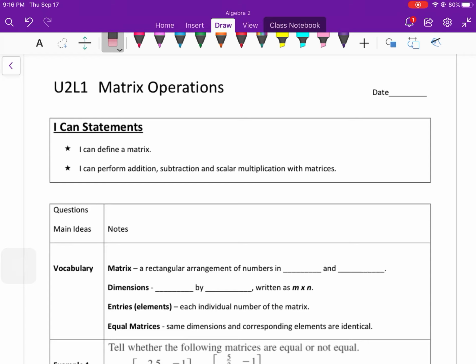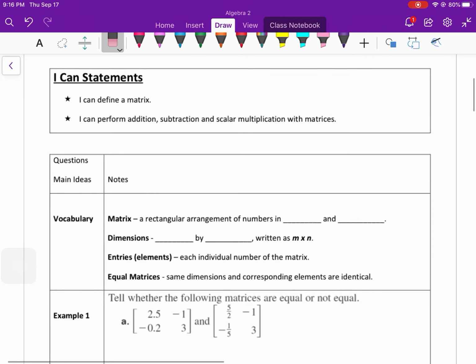We're going to start off Lesson 1 learning about matrices and matrix operations. First, a matrix is a rectangular arrangement of numbers that is in rows and columns. The dimensions are m by n, written like this. We say the entries, or the elements, is each individual number of the matrix.